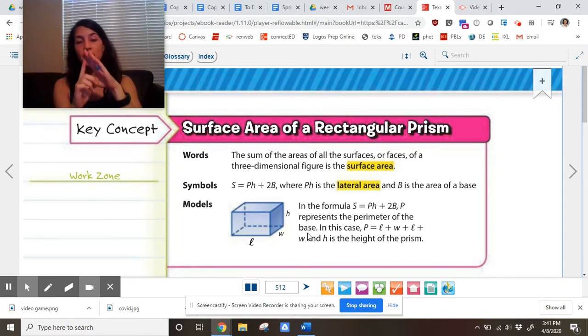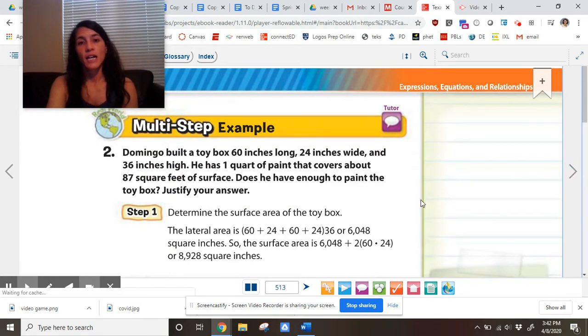You might see a line in the middle for the height, but don't get confused. That is not part of the perimeter. The perimeter is just the outside edges of the triangle. And then for the 2B, we need to know the base area of a triangle. And I will remind you, the base area of a triangle is 1/2 times base times height, 1/2 bh.